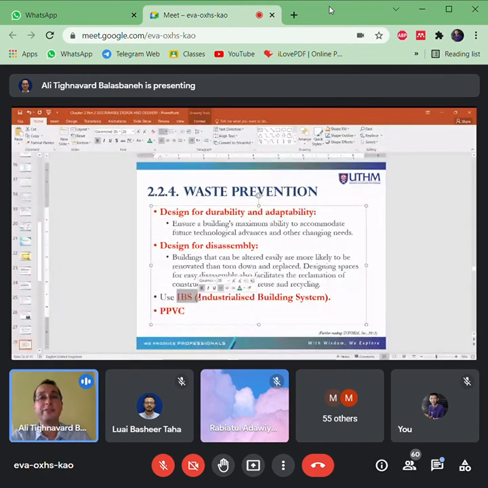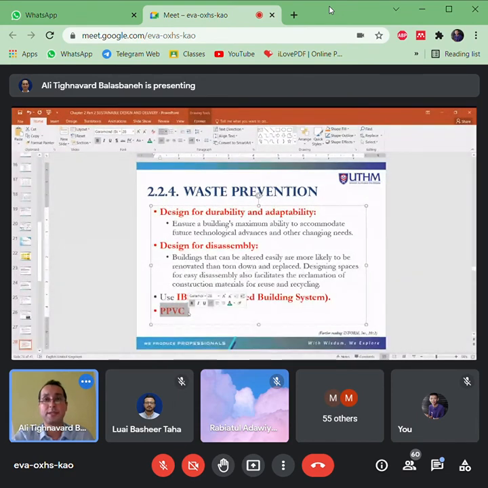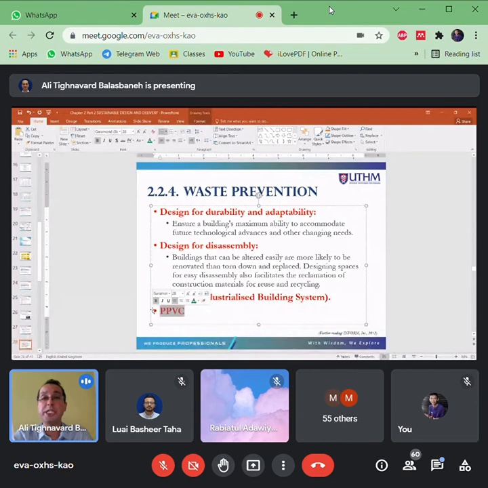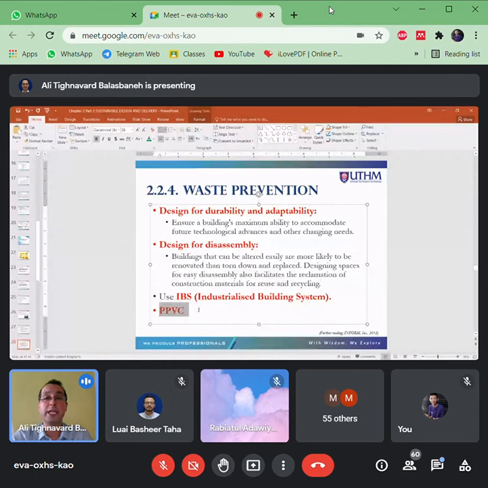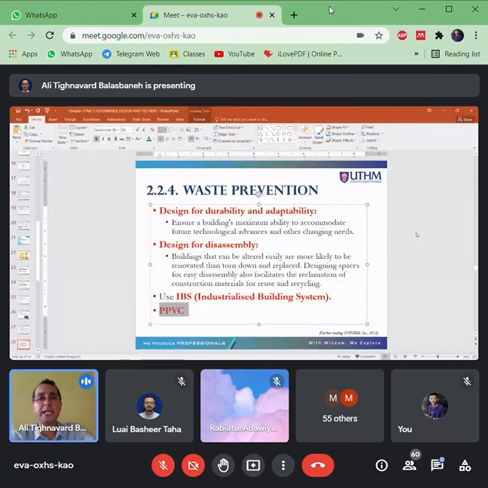IBS, on the other hand, is different. Only the wall panel is constructed in the factory and then transferred to the site. But in PPVC, it is the whole room. Okay, that's the difference between IBS and PPVC. And PPVC is quite new technology in Asia, like Malaysia, Singapore. There are so many factories currently working in JB, Johor, and they transfer to Singapore. I think it has been the last 2-3 years, or maximum, I think 5 years.